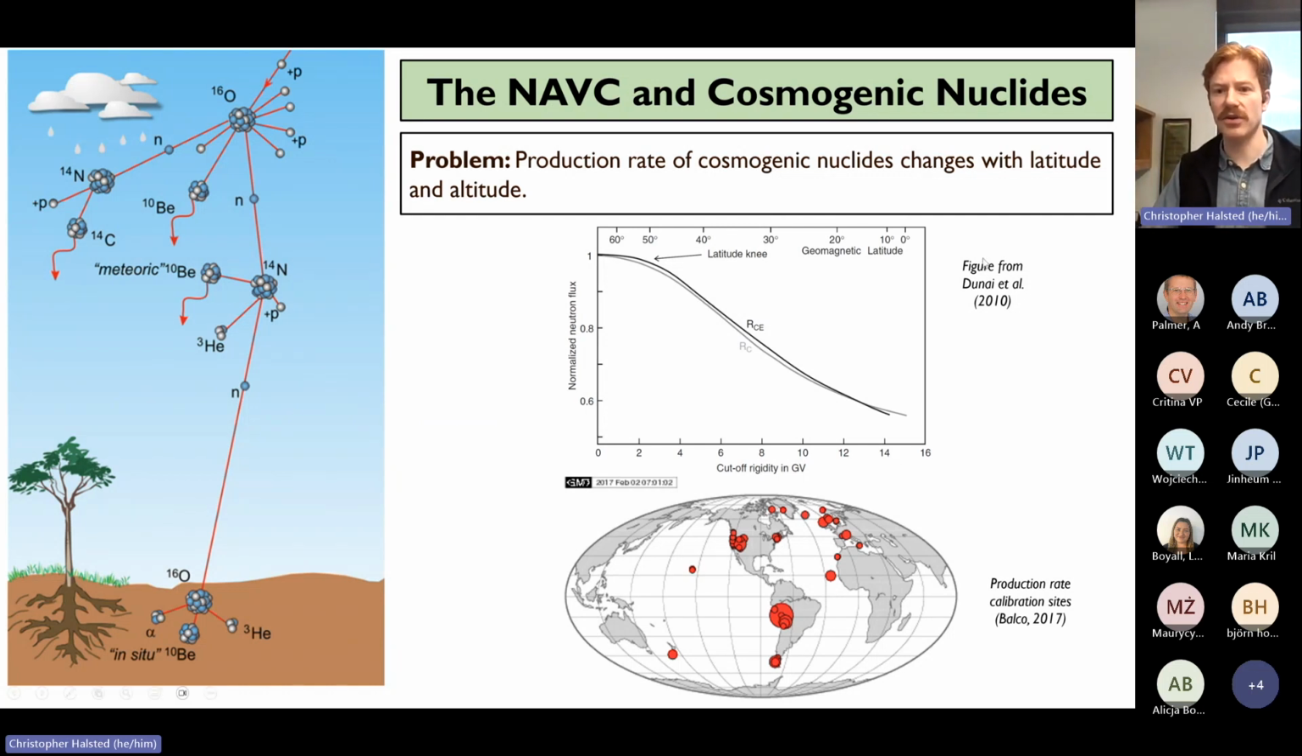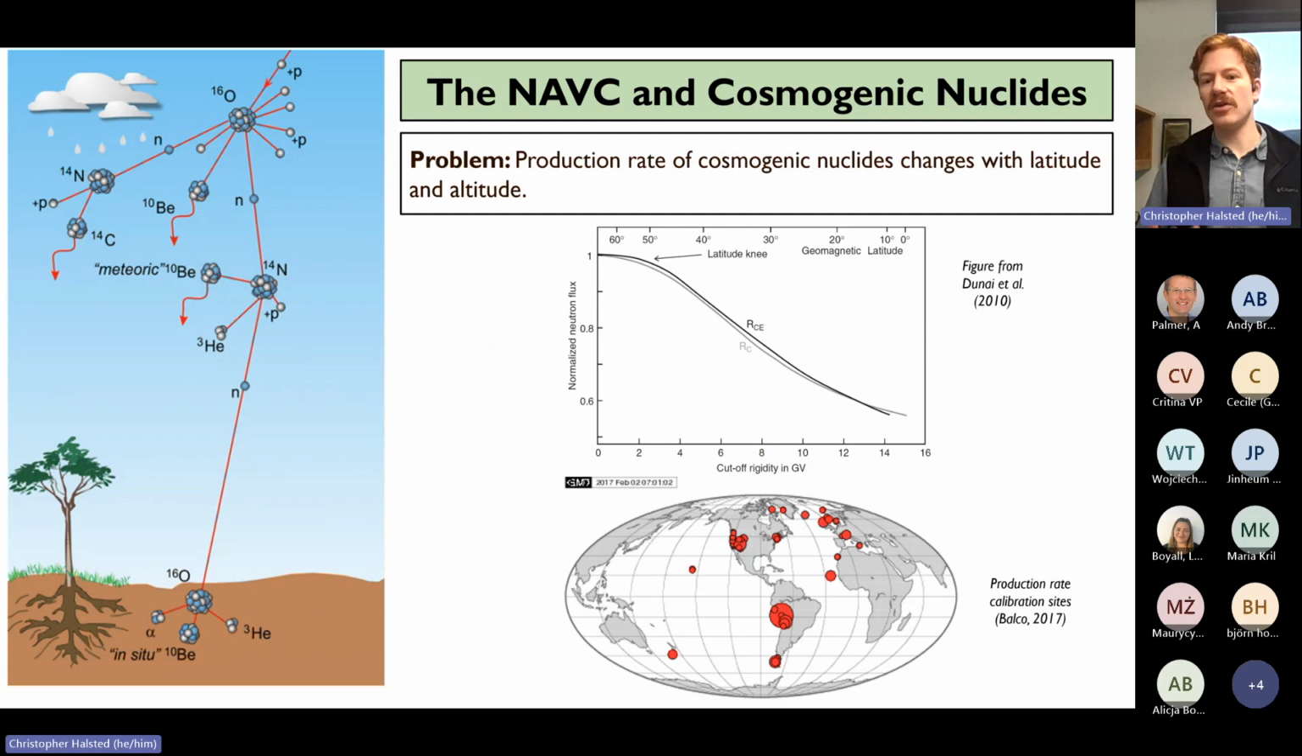Here's just one diagram showing this. This is from Tibor Dunai's 2010 book, and it just shows with different latitudes from 0 to 60 degrees geomagnetic latitude, what the flux of neutrons is at that latitude. Remember, those neutrons are what are forming our cosmogenic nuclides. So essentially, the more neutrons that you have, the higher production rate of cosmogenic nuclides you have. At higher latitudes, you have higher production rates, and at lower latitudes, you have lower production rates.